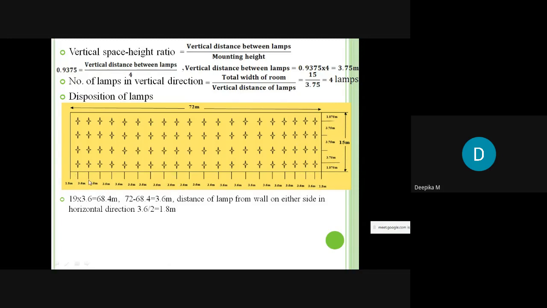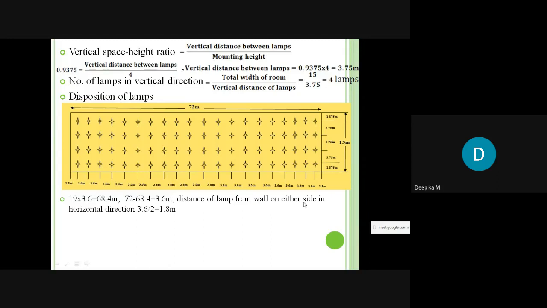Whatever horizontal distance we have calculated is nothing but the distance between the lamps. You can see here this 3.6 meter is the distance between these two lamps. But we also have to calculate the distance between the lamp and the wall. You can see over here, this is the wall. So you also have to calculate the distance between the wall and the lamp.